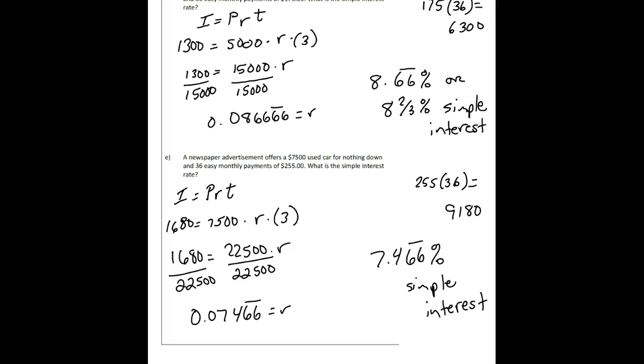There we go. So this is how you work out some simple interest problems. I encourage you to find a way to commit this formula to memory because you will need to know it for sure on a test.